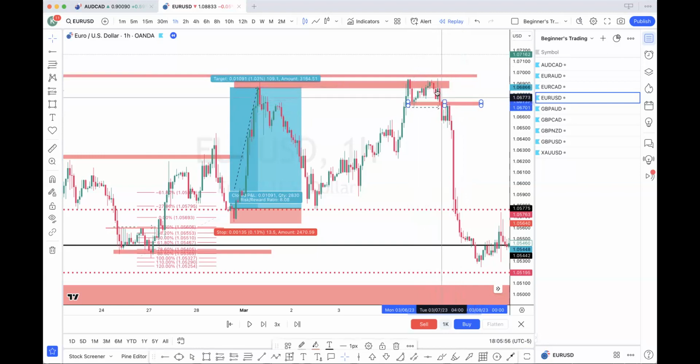Because now it's starting to create a lower high and now even a lower high. So I'm taking my money. But what I'm not going to do is wait for it to come back down here.